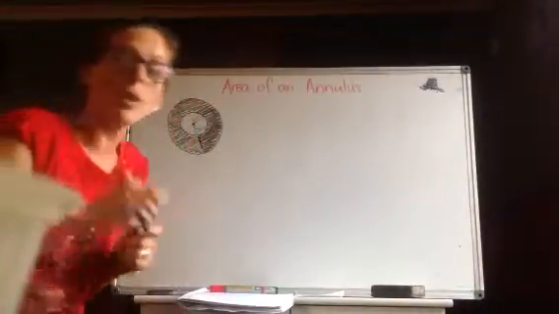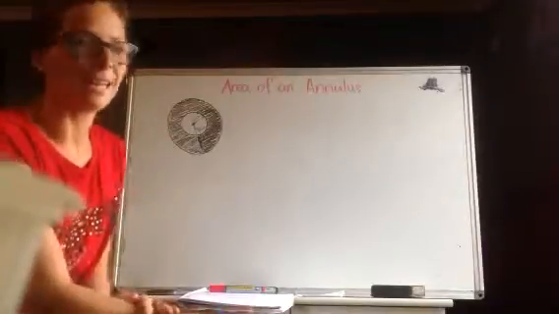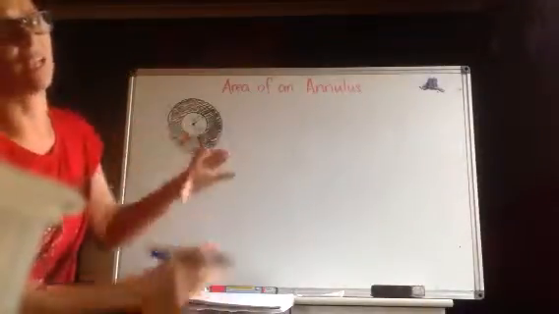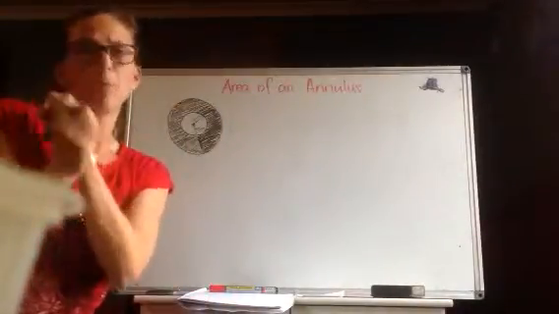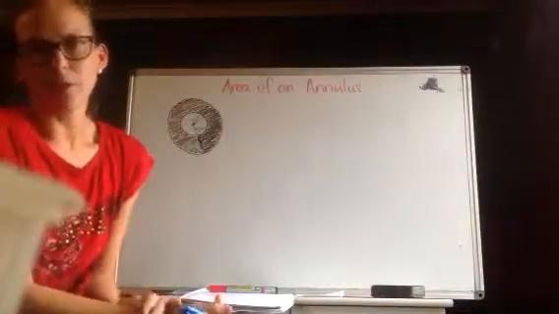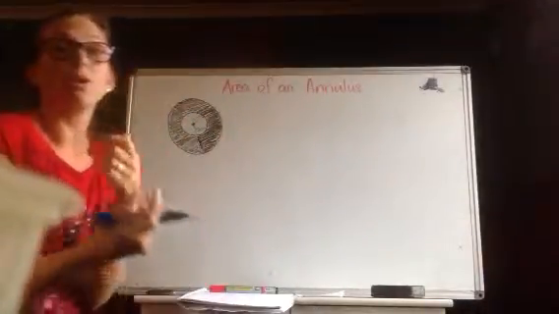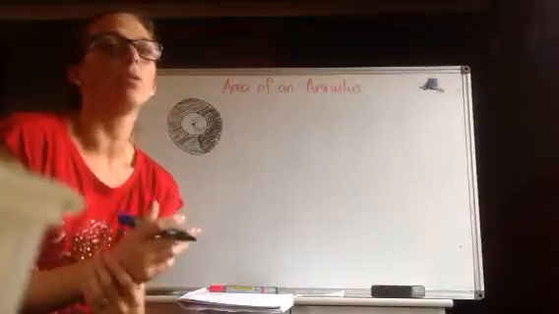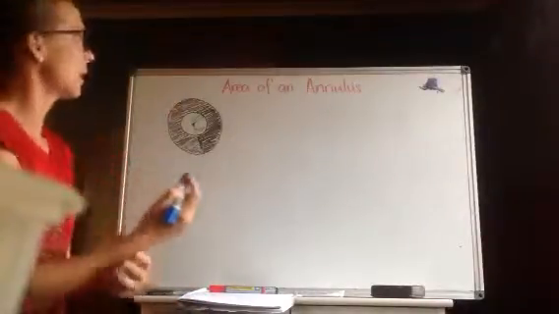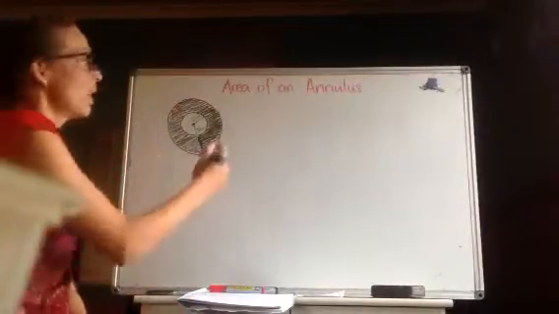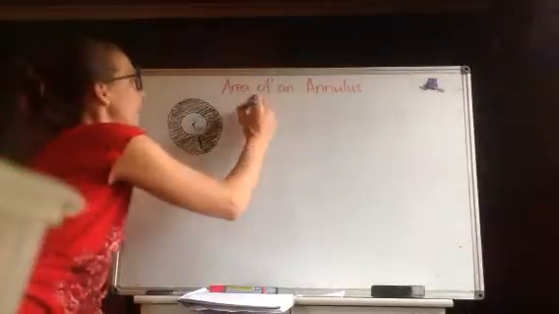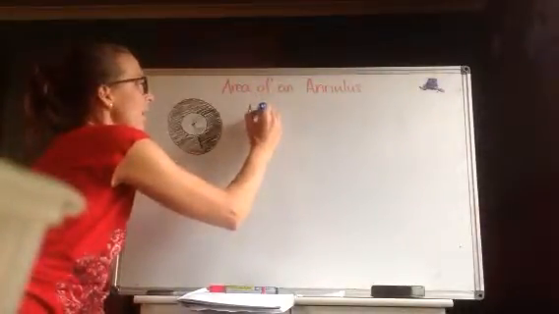Alright, so we're going to have a look at something called an annulus. An annulus is basically a circle with the centre removed, so a ring, but it's just got a fancy name. And I just want to show you an efficient way to set out your working when you're doing the area of it.